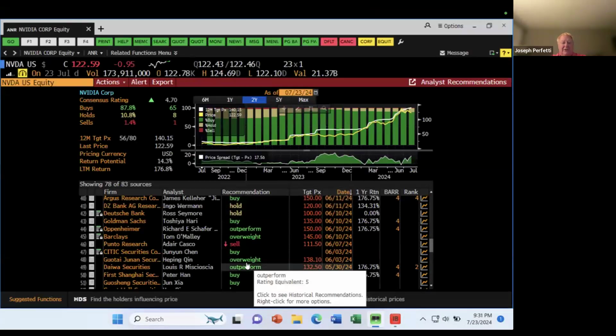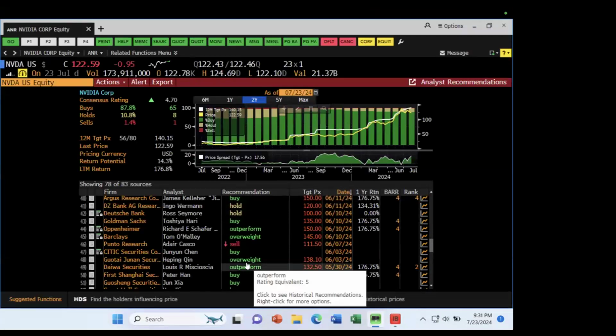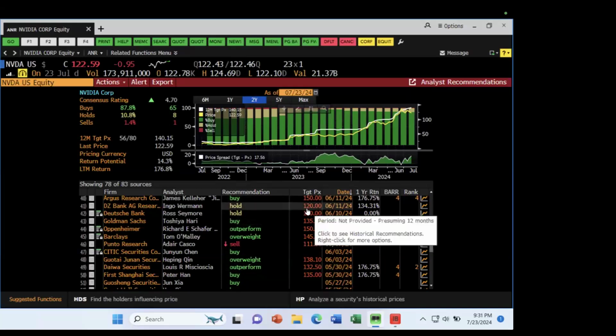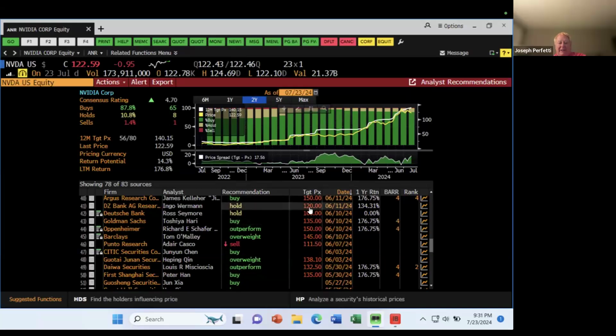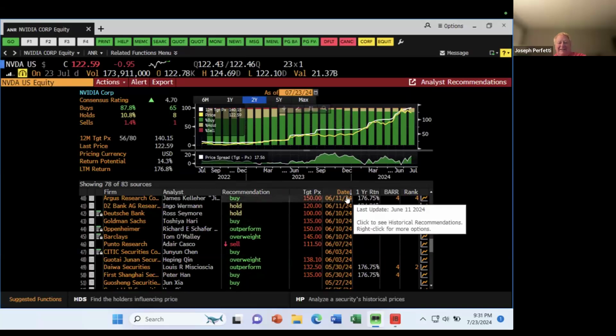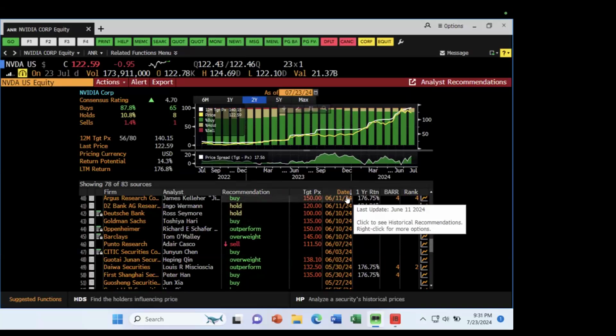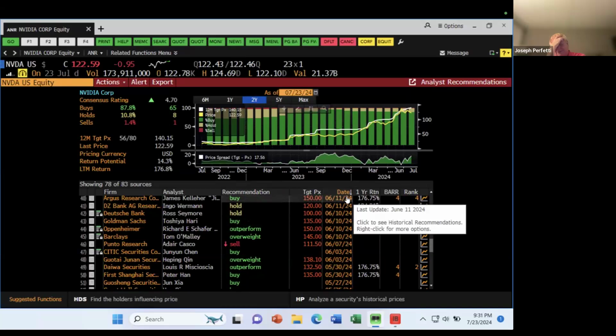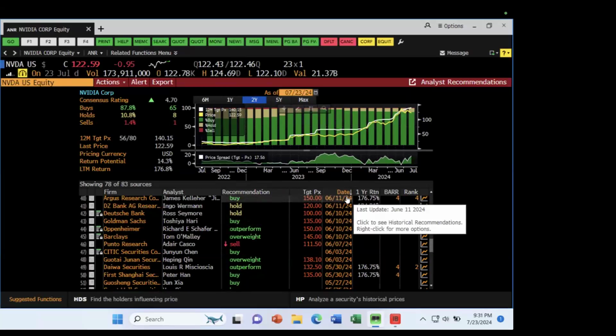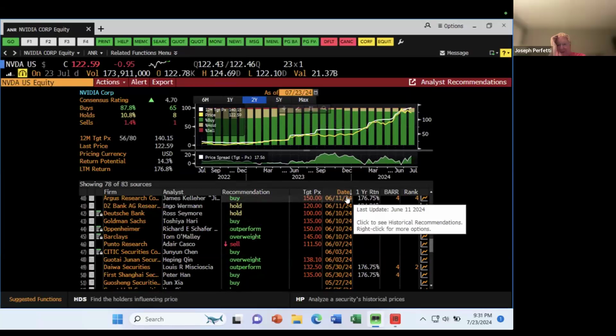Because if your target is within 10% of the current share price, it's called a hold. Here's a target of 120. If I think it's worth 120 at DZ Bank and they're trading at 122, I'm not going to tell you to buy the stock, and I can't tell you to sell the stock. It's hold. Plus or minus 10% of the current share price is the usual range for a hold. More than 10% is a buy. Less than 10% of the current share price is a sell. Buy, sell, hold. It gets pretty straightforward.